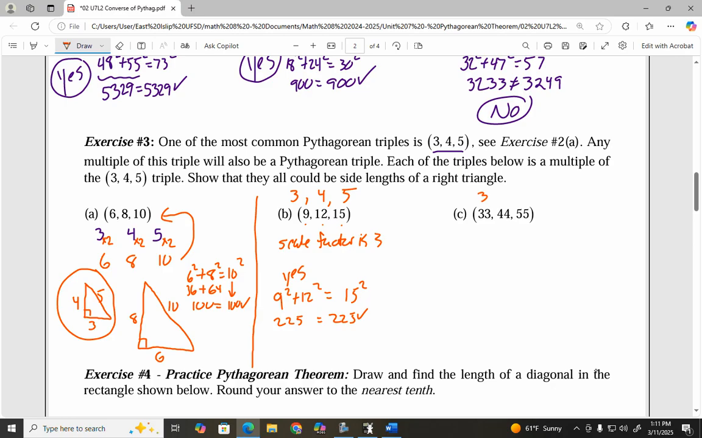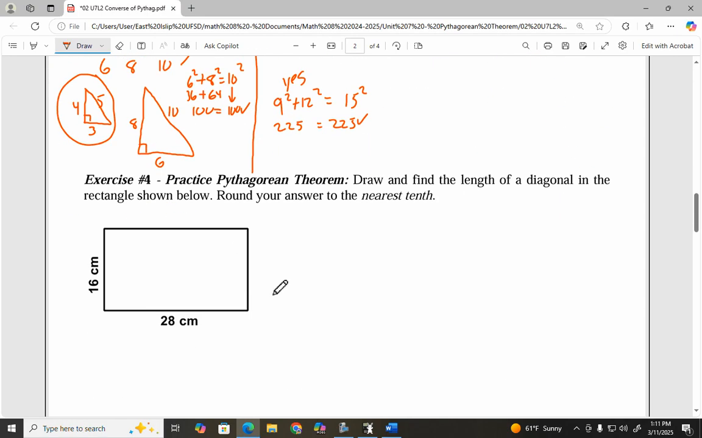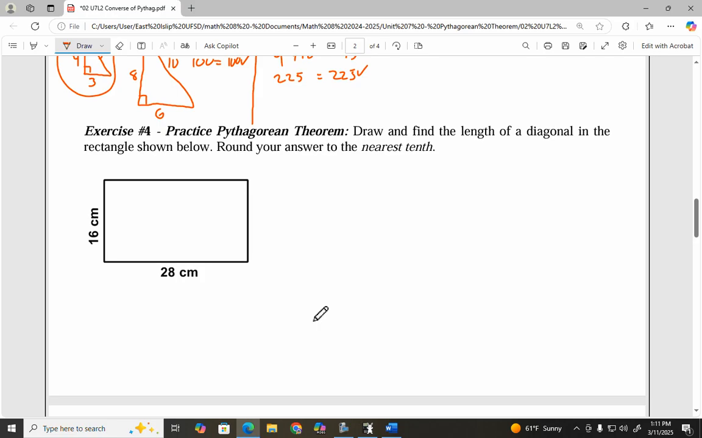This I can easily see it's a multiple. What do we multiply by? Yeah, it's 11. Multiply by 11, or the scale factor is 11. So it is a triple. Okay? And this last problem, and then you get to start your homework.